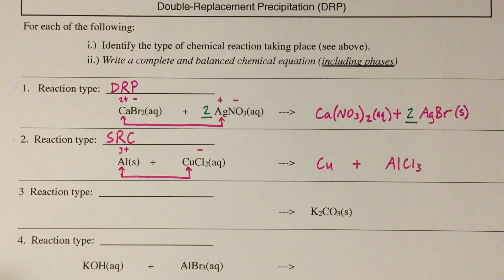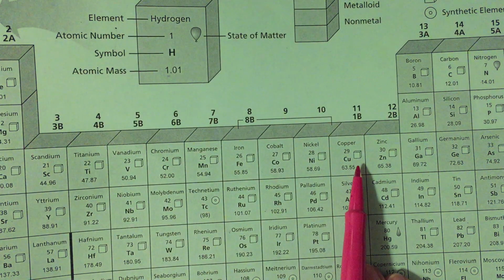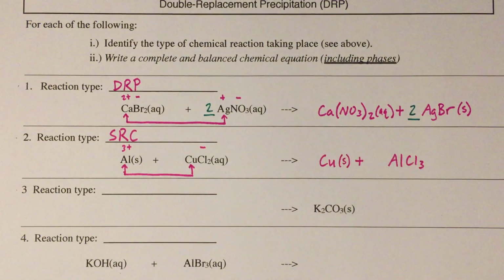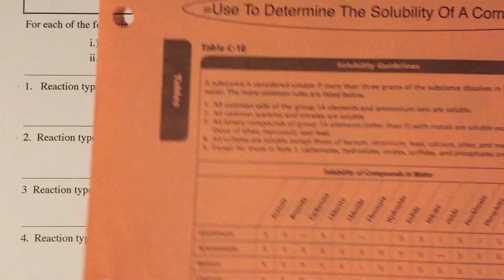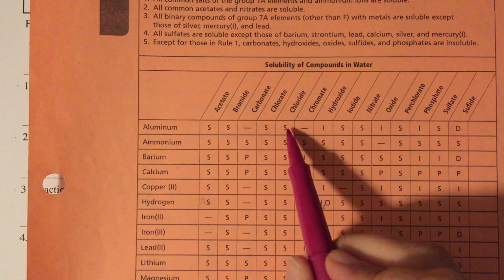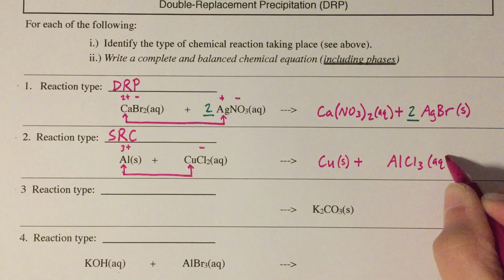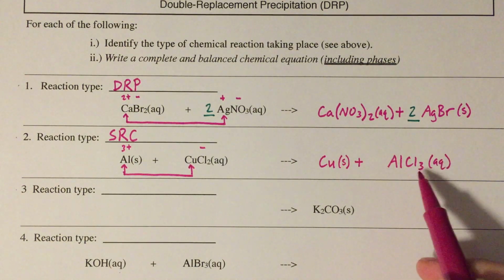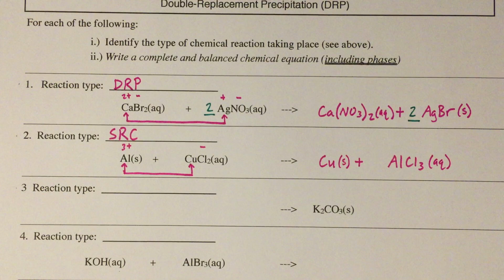And let's get our phases. Copper is just an element, and to get the phases of elements, you just check your periodic table. So copper is a solid. And then for aluminum chloride, we're going to check our solubility table. Aluminum chloride says S, which means soluble, which means aqueous. And remember, in the products of single replacement reactions, the compound will always be aqueous. The element you'll have to look up, but the compound will always be aqueous.